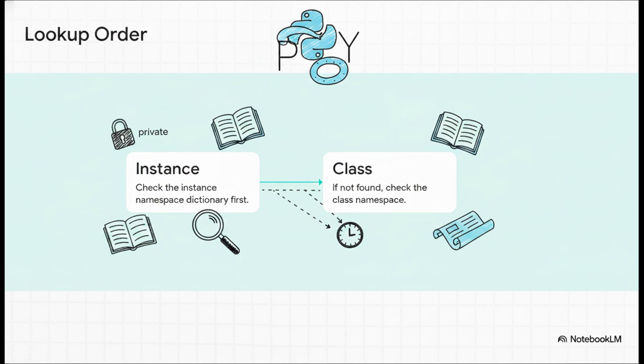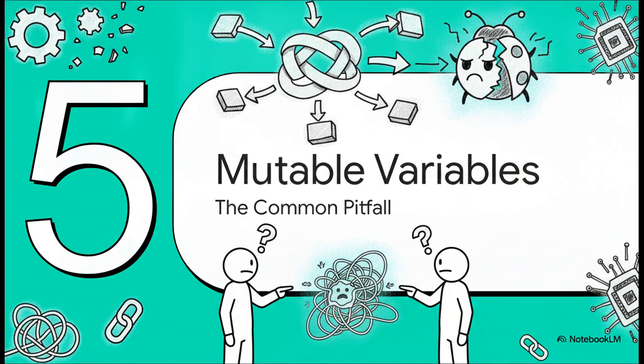But how does Python actually know which one to use if they share a name? Well, when you try to read a variable using dot notation, Python executes a very specific chronological lookup order. It looks at the instance's private dictionary first. If it finds the variable there, boom, it uses it. If it doesn't find it, it falls back to the class namespace. This lookup order guarantees that an instance attribute will absolutely always take priority over a class attribute of the same name. And that brings us to our final part, Section 5, the mutable variable pitfall.